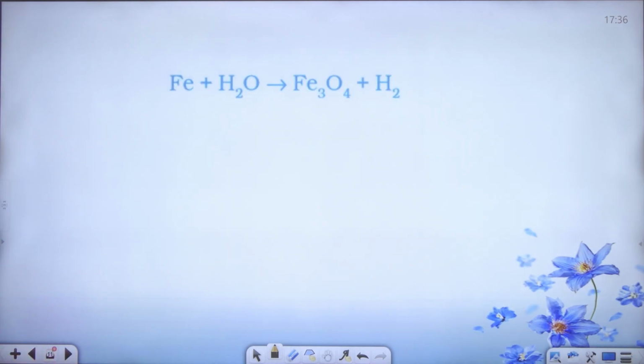Then let's do another example. Fe, iron, plus H2O. H2O is water. To form Fe3O4 plus H2. Fe plus H2O gives Fe3O4 plus H2. Balance this equation. Count the atoms.